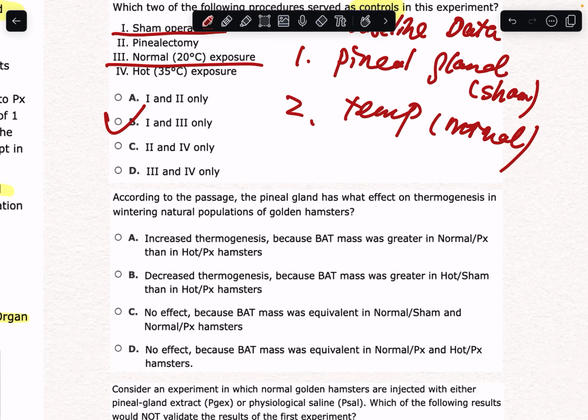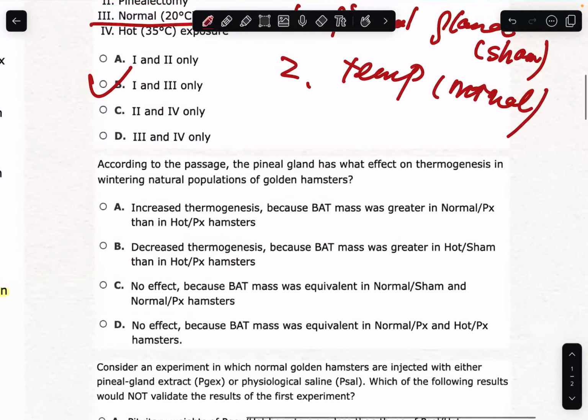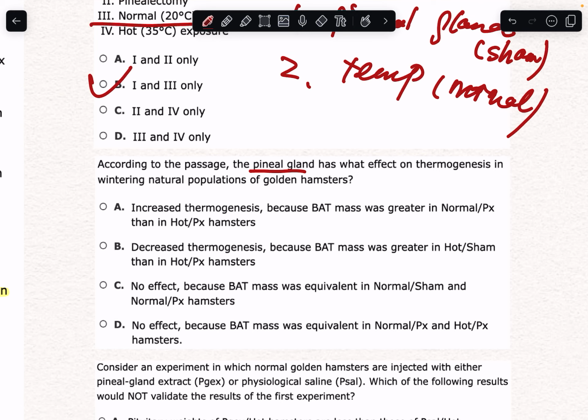Okay, all right, let's move on to number 2. According to the passage, the pineal gland has what effect on thermogenesis in wintering natural populations of golden hamsters? Okay, so this question is asking about pineal gland's effect on thermogenesis. Okay, not how temperature is affecting thermogenesis. Okay, but temperature is an effect that can affect thermogenesis. Maybe, right? I don't know. I haven't checked the data in my table yet. But I just want to keep this straight, that this question is about how pineal gland is affecting thermogenesis.